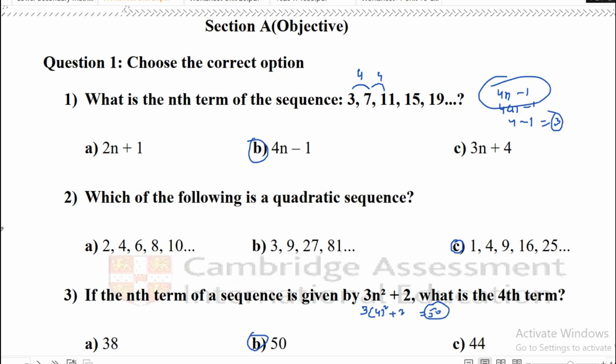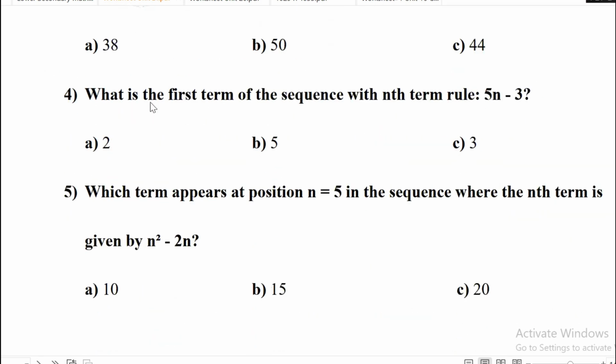Next, we have 3, 4, 5. What is the first term of the sequence with the nth term rule? So first term of the sequence means you will replace 1 in place of n. So you will get 5 minus 3, which is 2. So if you check carefully, the first part is 2. That is your correct answer.